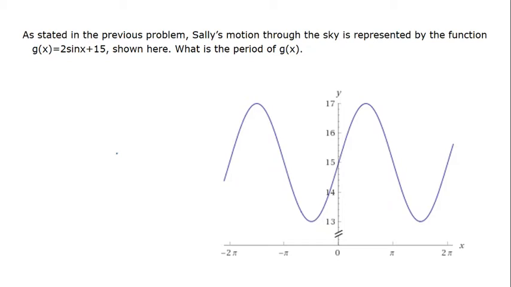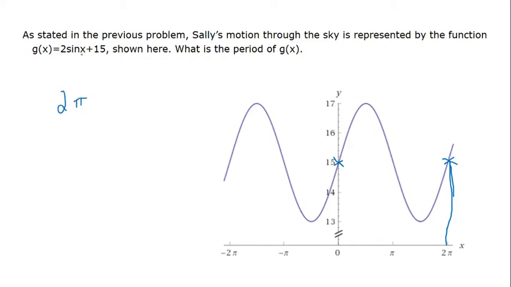As stated in the previous problem, Sally's motion through the sky is represented by the function g of x equals 2 sine x plus 15 shown here. What is the period of g of x? So the period is where it makes one full rotation. If I start here at 0, we start at 15. So it goes up, comes back down, and then goes back up where it's at 15 again, right here. When it makes one full cycle like that, that would give us our period. So if we trace that down, our period from the graph is 2 pi.